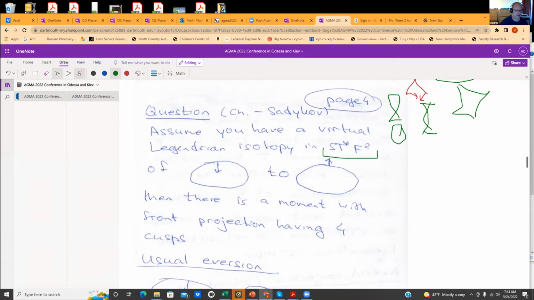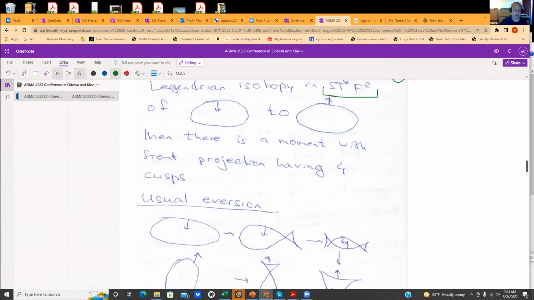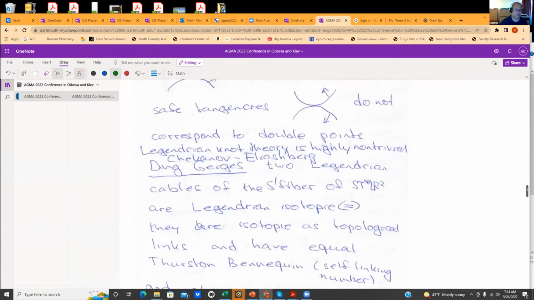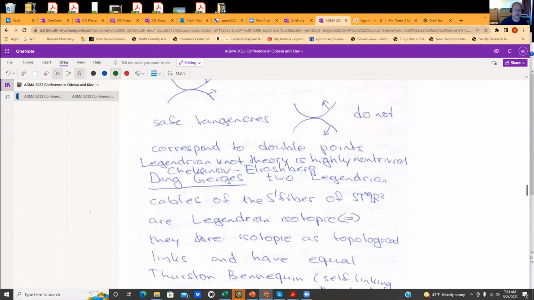Right? So I mean that if you have an inversion of an elliptical front on an arbitrary surface in the category of virtual Legendrian knots, then you will have a moment when you have four cusps. So this is the picture that I already showed. Another important question that we have is the following.